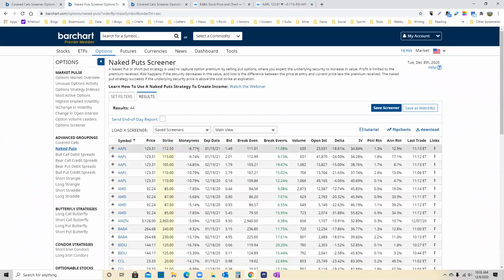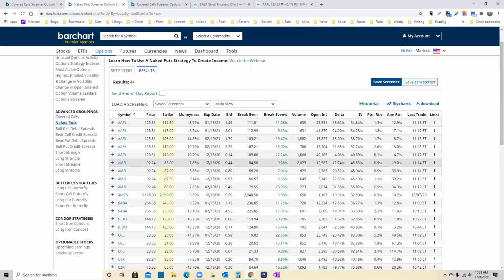Somebody asked what moneyness is. That's just whether it's in or out of the money. So you see strike price is 112, but the current price of Apple is 123. It's 8.7% out of the money, right? It's just the percentage difference between price and strike price. Now, if you didn't know that, I would suggest that you have a little bit more to study before you really put your money at risk.